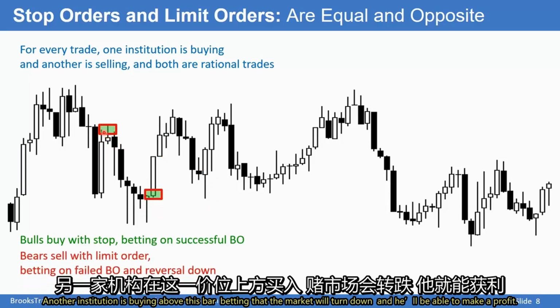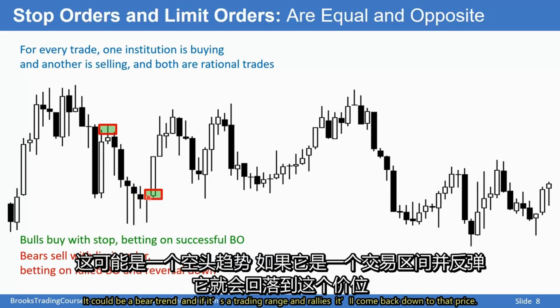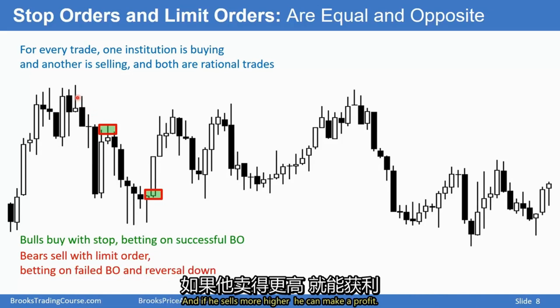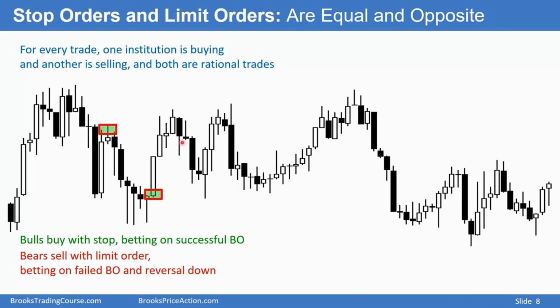Another institution will do the opposite. He'll sell this high, betting that the market will turn down and he'll be able to make a profit. Another institution will sell this high, betting that at worst it's a trading range. It could be a bear trend. And if it's a trading range and rallies, it'll come back down to that price. And if he sells more higher, he can make a profit.